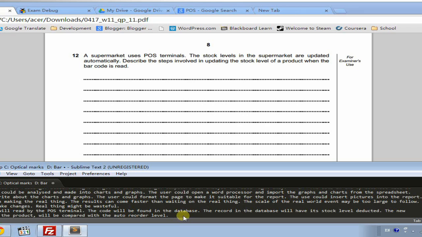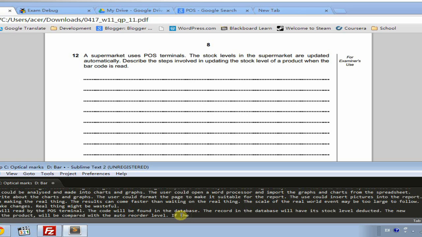So each time the product loses 1 or whatever number, then it will compare it with that reorder level number. If the reorder level number is higher, say, than the product level number, then it's going to create a new automatic order for the stock. Okay, so the record in the database will have its stock level deducted. The new stock level for the product will be compared with the order.